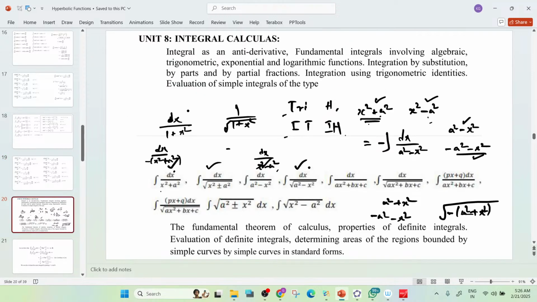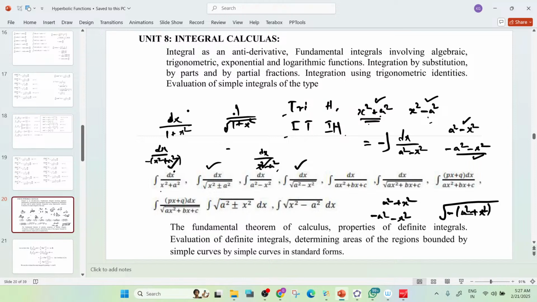What about this? 1 by root 1 minus x square, right? This one, 1 by under root 1 minus x square. Sine inverse. Okay.